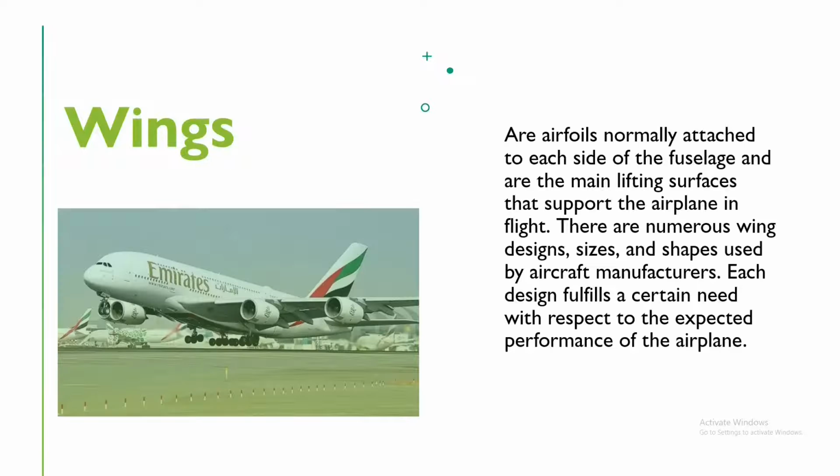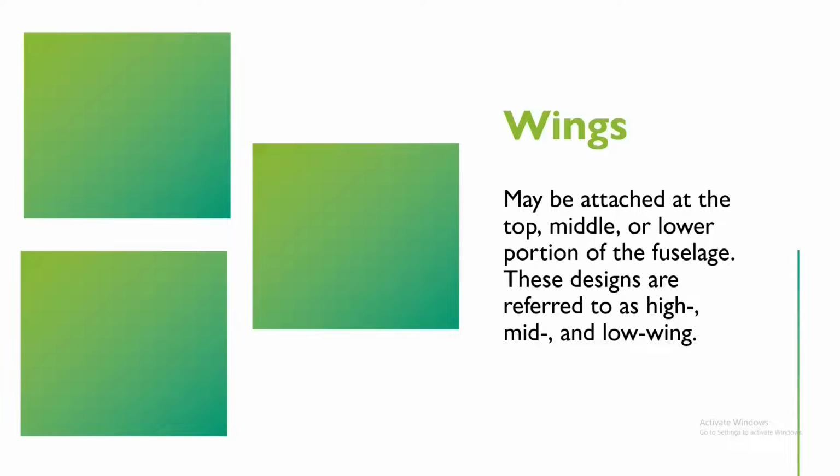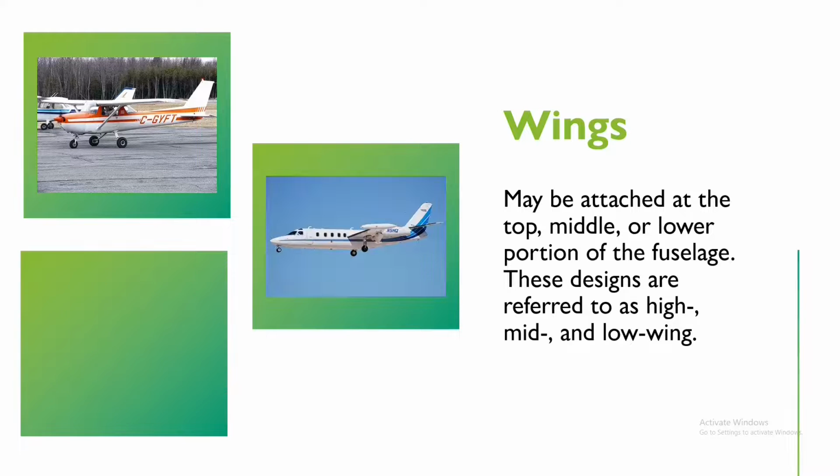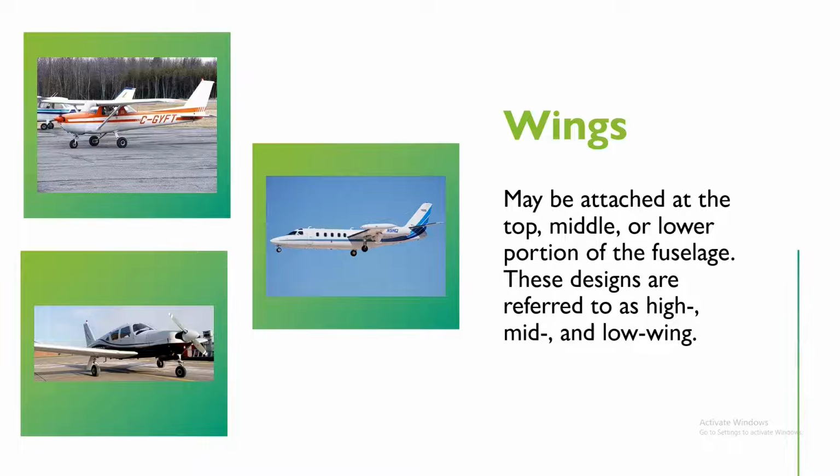Wings. Wings are airfoils normally attached to each side of the fuselage and are the main lifting surfaces that support the airplane in flight. There are numerous wing designs, sizes, and shapes used by aircraft manufacturers. Each design fulfills a certain need with respect to the expected performance of the airplane. Wings may be attached at the top, middle, or lower portion of the fuselage. These designs are referred to as high, mid, and low wing.